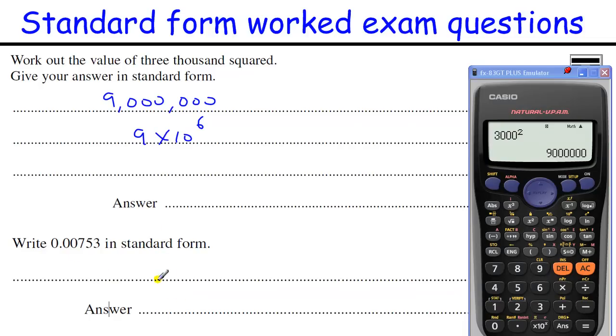Write this in standard form. So that's going to be 7.53. How many places has the decimal point moved? 1, 2, 3 to get between the 7 and the 5, so that's times 10 to the minus 3.